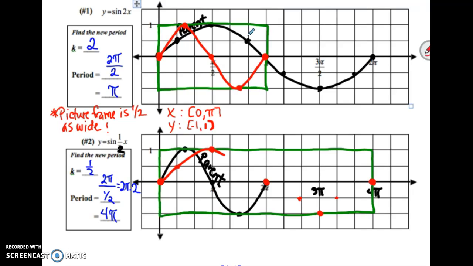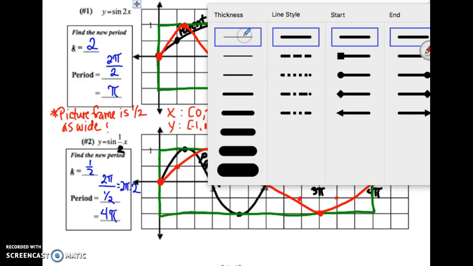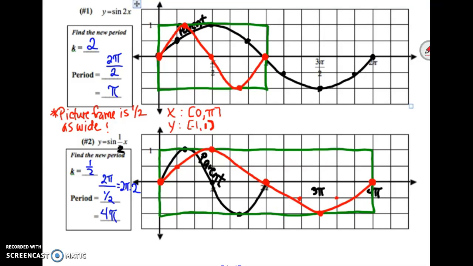Like this. There we go. Sorry, not quite as round as it should have been there, but you get the idea. Okay, so there's my final graph. And what we've done here on our final graph, you want to just jot this down, is we've made our picture frame twice as wide.